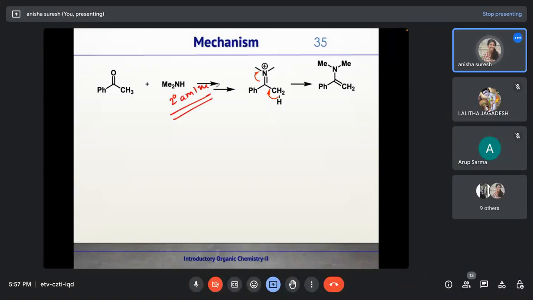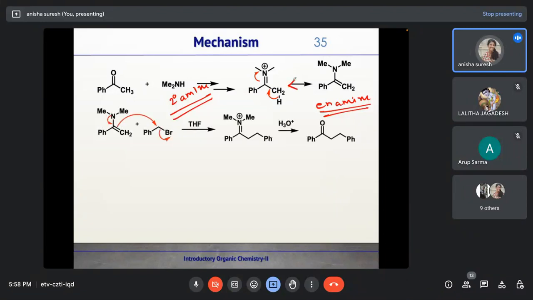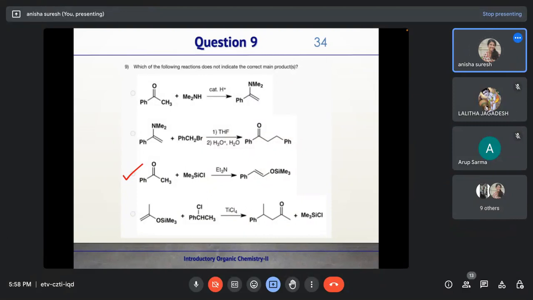So it will give rise to enamine. So that is right. It will give rise to enamine. This is tautomerism. Now, the second reaction: we are having an enamine, and this lone pair on nitrogen will come and attack this carbon. This bromide will be leaving, and it will give rise to this product, which upon hydrolysis will give rise to this ketone. So this is also correct. So these two are correct options as given.